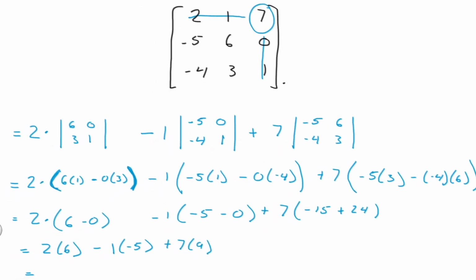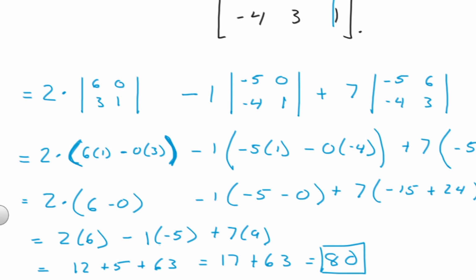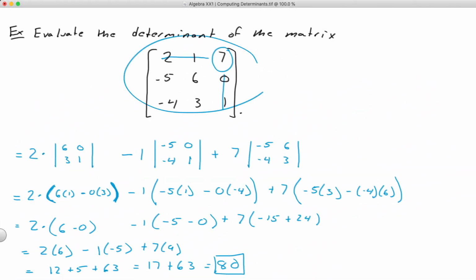And finally, doing the last bit of arithmetic here, we've got 2 times 6, which gives us 12, -1 times -5, those two negatives make a positive, so we have +5, and then +7 times 9 would be +63. And so if we add all these together, 12 plus 5 gives us 17 plus 63, and 17 plus 63 is equal to 80. And so 80 would be the value that is the determinant of this big matrix here, and would represent our final answer.